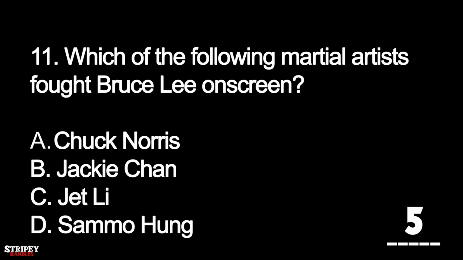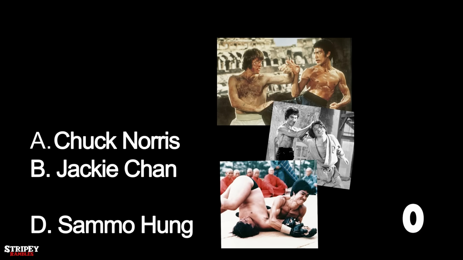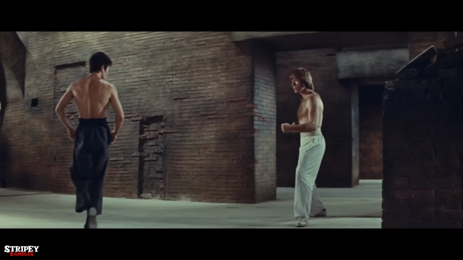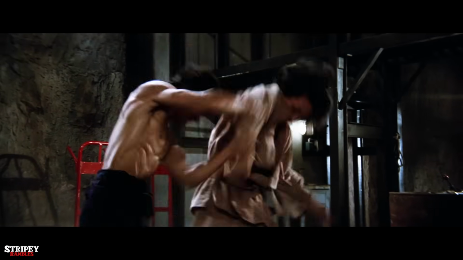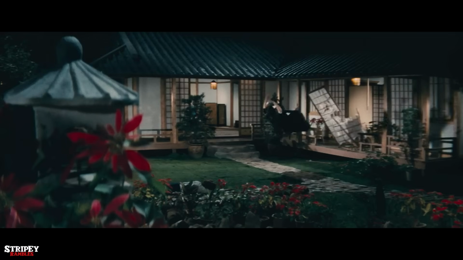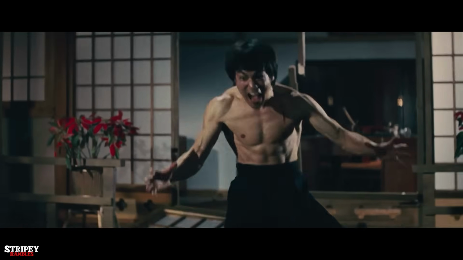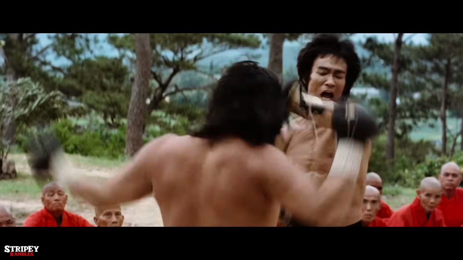Question 11. Which of the following martial artists fought Bruce Lee on screen? Obviously Chuck Norris, the end battle of The Way of the Dragon. Jackie Chan didn't really fight Bruce Lee, but he attacked Bruce in the underground cavern scene from Enter the Dragon. And he also did that amazing stunt at the end of Fist of Fury, where he goes flying out the window onto the lawn. And of course, Sammo Hung fought Bruce Lee at the opening of Enter the Dragon. Bruce didn't fight Jet Li on screen.